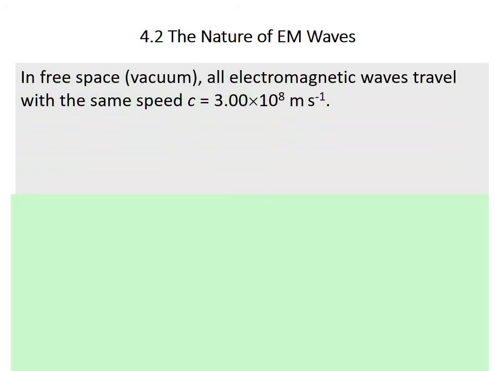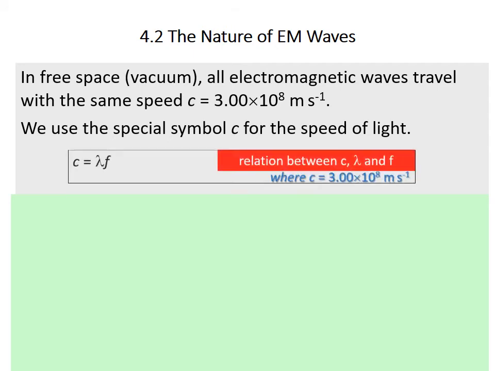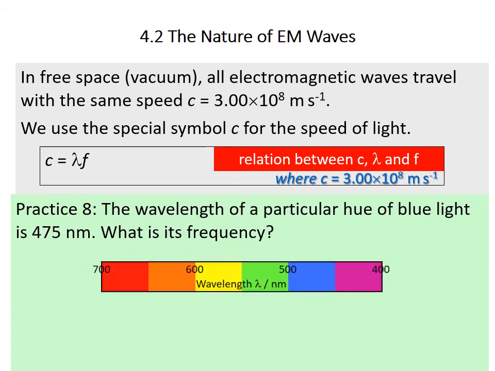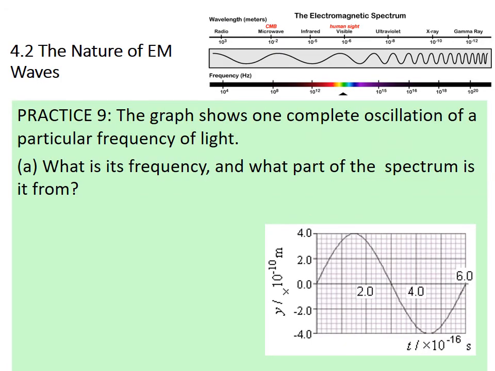In free space, that is a vacuum, all EM waves travel with the same speed, 300 million meters per second. C is the symbol for light speed, though I still use C for other wave speeds. C equals lambda times f. The constant for the speed of light is given in the front of your data booklet. Practice 8: the wavelength of a particular hue of blue light is 475 nanometers. What is its frequency?